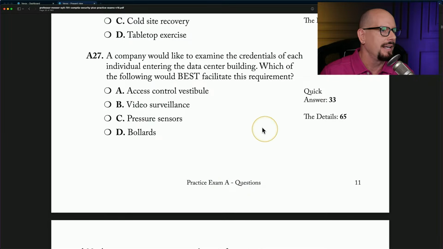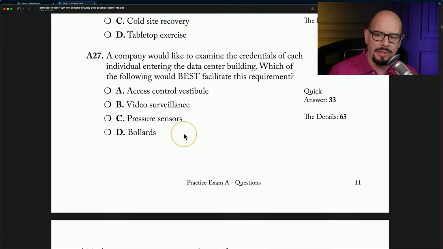It's on page 11. This question asks, a company would like to examine the credentials of each individual entering the data center building. Which of the following would best facilitate this requirement? Would that be an access control vestibule, video surveillance, pressure sensors, or bollards? All 4 of those are things we need to know for our exam. They are all from the exam objectives, but only one fits the description of this particular question.